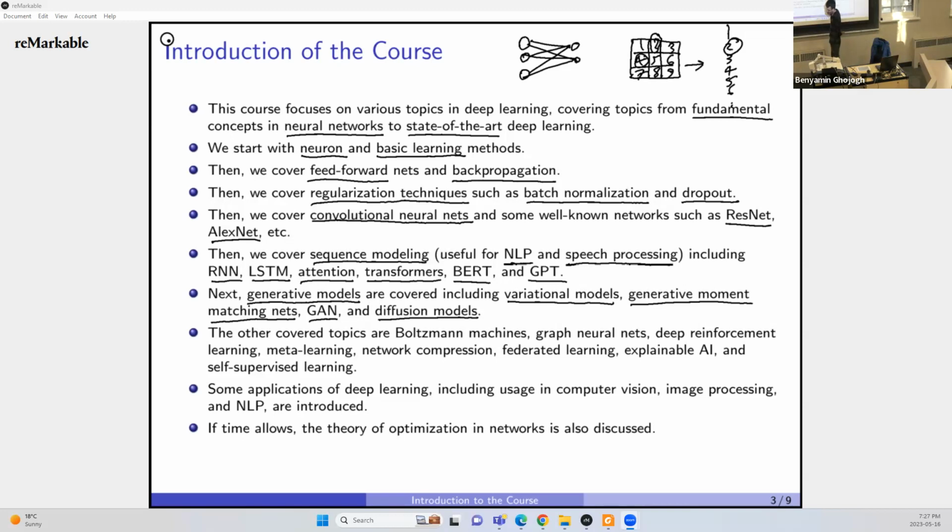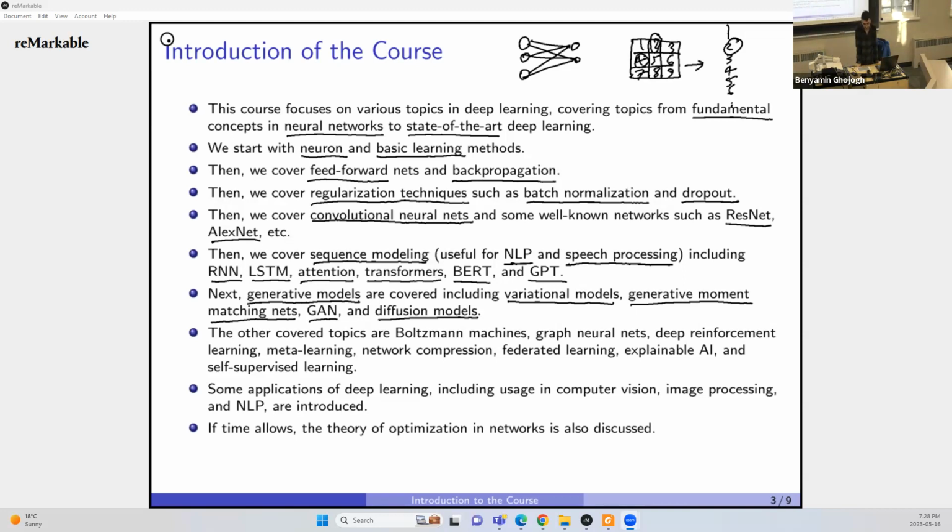By the way, who here knows about NLP, natural language processing? Raise your hand. I want to know how many. Okay, thank you.